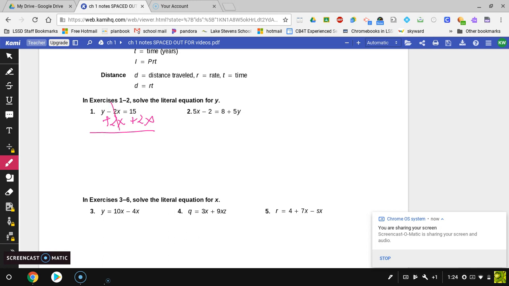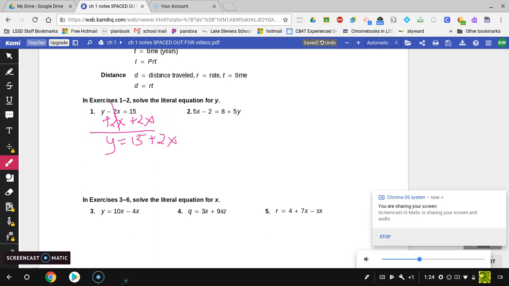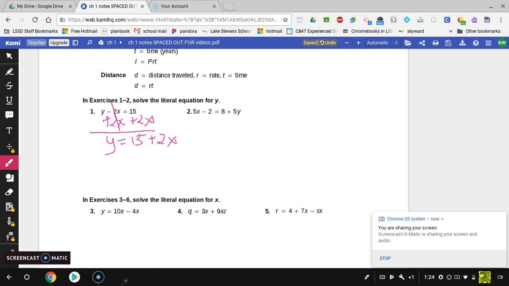So when I do that, my 2x's cancel out, and I'm left with y is equal to 15 plus 2x. That's it. That's our answer. There's nothing else more that we can do on this one because we just want to get y by itself. 15 plus 2x are not like terms. We cannot write that as 17 or 17x. Those are not like terms. We have to leave them separate.